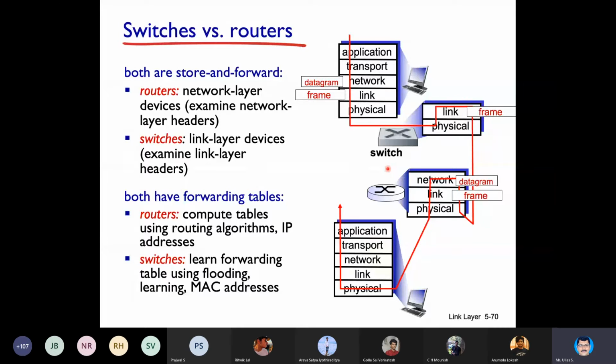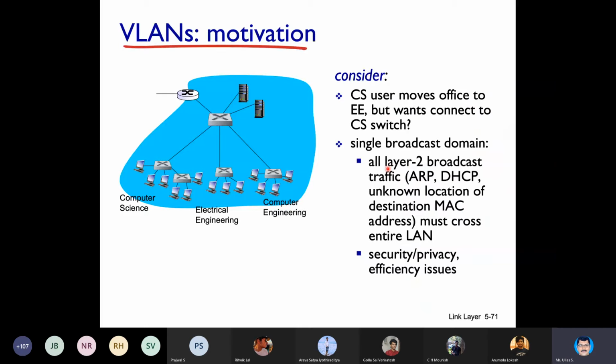Okay. A router's forwarding table is known as routing table. Switches forwarding table is known as MAC address table. Okay. That is technical term which you can remember. Then there is another concept.